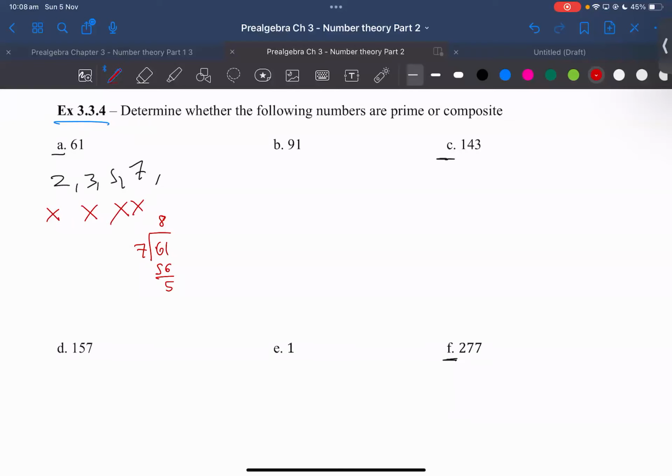That means it's not divisible by any primes. Yep, Iman, do you have a question? No. Okay. It's not divisible by any primes, so it's only divisible by 1 and itself. That means it is prime.